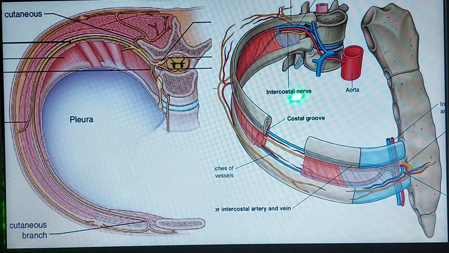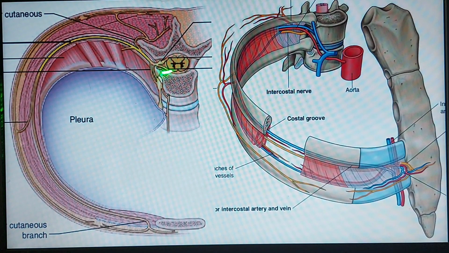Now the intercostal nerve. The intercostal nerve is a spinal nerve. That means it comes from the spinal cord with a posterior root and an anterior root. These roots form the spinal nerve. This spinal nerve has a ventral ramus and a dorsal ramus. The ventral rami of the spinal nerves form the intercostal nerves. There are 11 intercostal nerves in the 11 intercostal spaces.